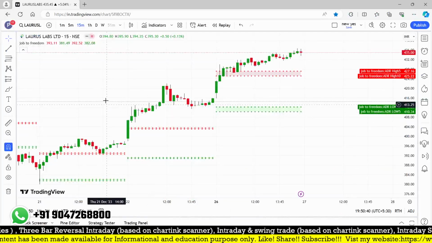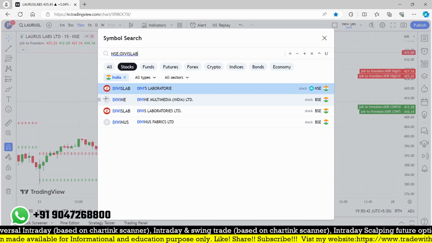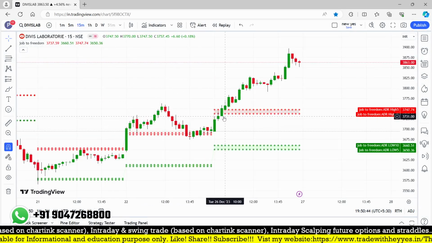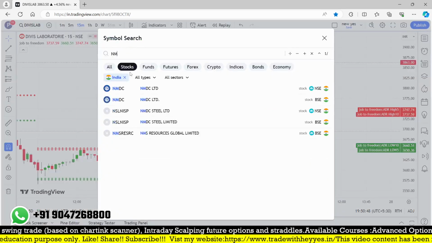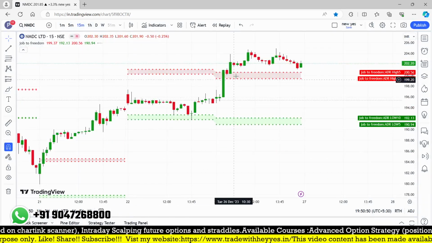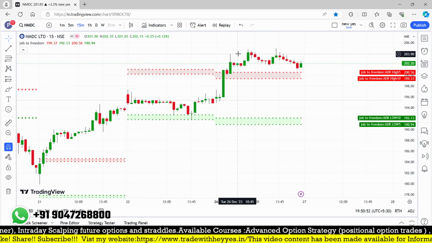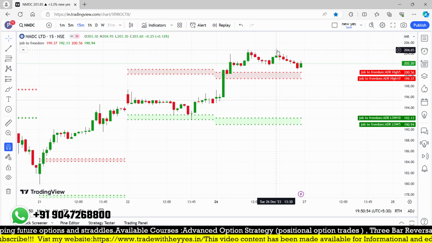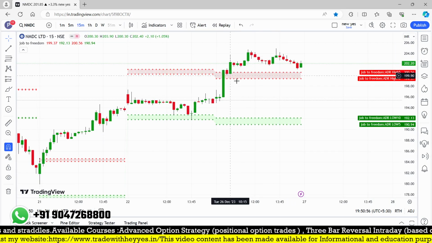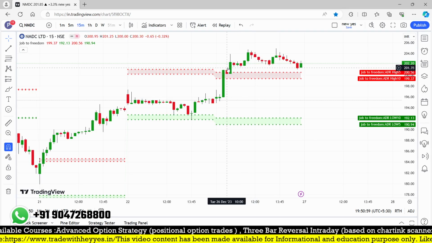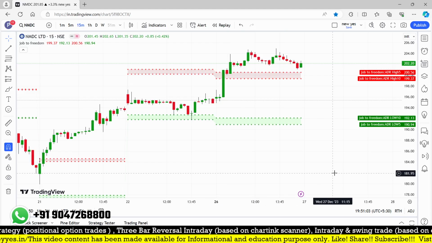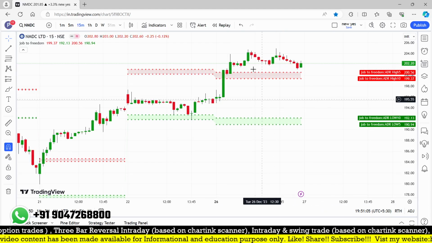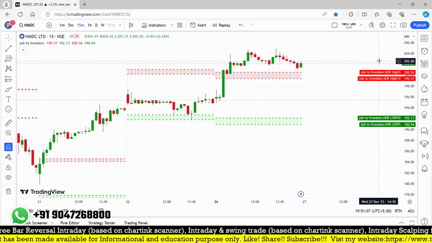And Divi's Lab, NMDC. These are all the stocks which happened at 10 o'clock, in the third 15 minutes. That is also giving you good movement on Divi's Lab and NMDC. One more thing, the high is broken but not moving very far. And this intraday stop loss was also not triggered. Okay, so it closed with minimum loss. The stop loss is not triggered and it closed with the minimum loss.